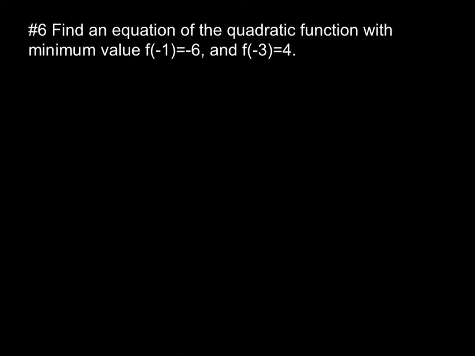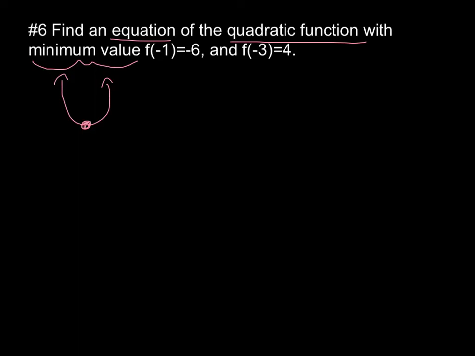Okay, example 6. And this is a tricky one. This is one where you really got to think. We're looking for an equation of a quadratic function, so a parabola, that has a minimum value of (-1, -6). Now let's think about that. If that's the minimum value, that means that's the vertex, doesn't it?